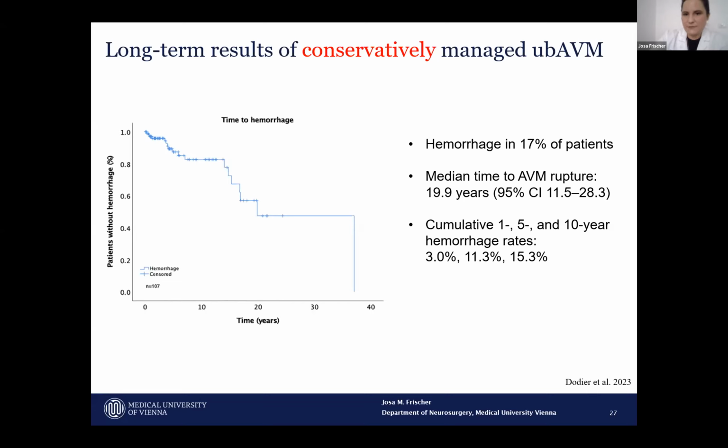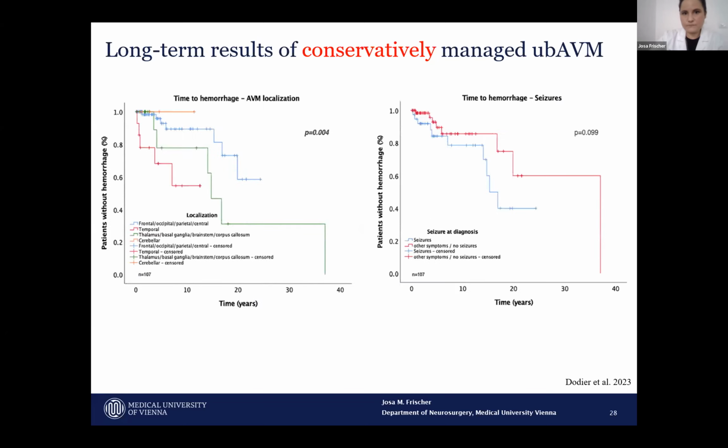The median time to AVM rupture, according to the Kaplan-Meier estimation, was almost 20 years. But the cumulative 1, 5, and 10-year hemorrhage rates were 3, 11, and 15%. And you can see here the Kaplan-Meier graph on the left, according to this median time to AVM rupture in this sample of conservatively managed brain AVMs.